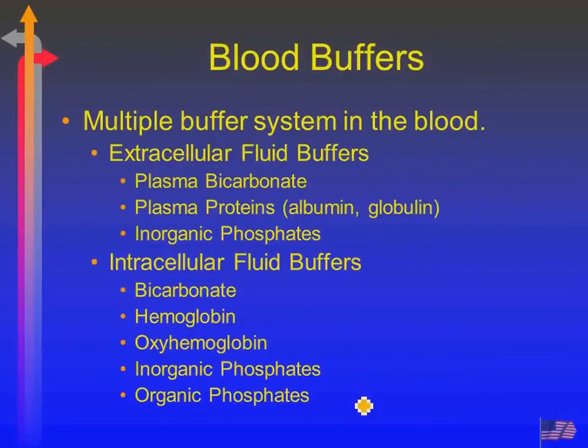There are multiple blood buffers in the body. For right now, let's just focus ourselves on the fact that we have plasma bicarbonate, that we have some circulating proteins, and these are all extracellular. So these are in the plasma itself. Intracellularly, you got other things going on also. Again, primarily just concerning ourselves with bicarbonate and hemoglobin.